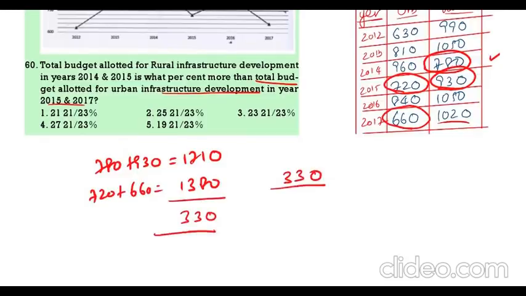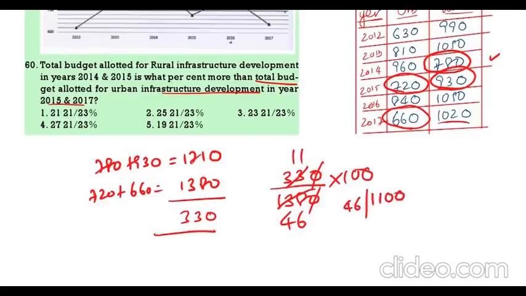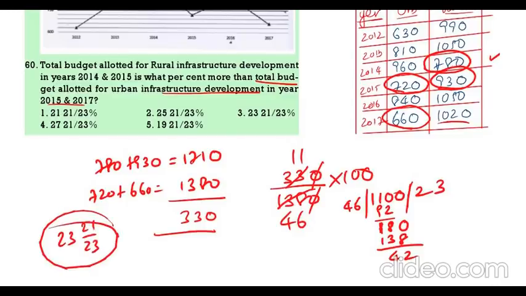From where is it more? 1380 into 100. 3 11s, 346. So 1100 divided by 46. 46 2s 92. Then 180. 180 means how many times? 3 times 138, 42. So 23 42 by 46, that is 21 by 23. 21 by 23% is the correct answer. Option 3.